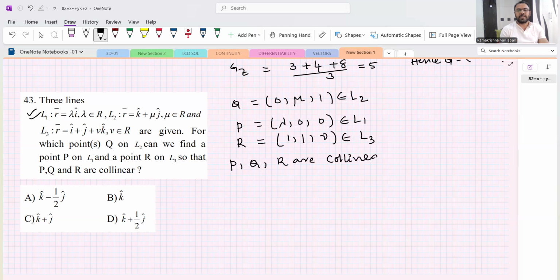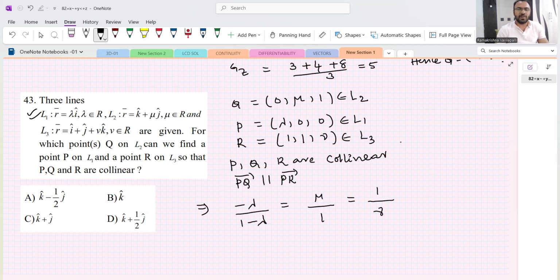Nice. So we know that they are collinear, which is nothing but PQ bar is parallel to PR bar. So PQ bar is nothing but OQ minus OP, that is minus lambda, and PR bar is nothing but OR minus OP, 1 minus lambda, equal to mu minus 0 by 1 minus 0, equal to 1 minus 0. This is nu. All right. We got it.